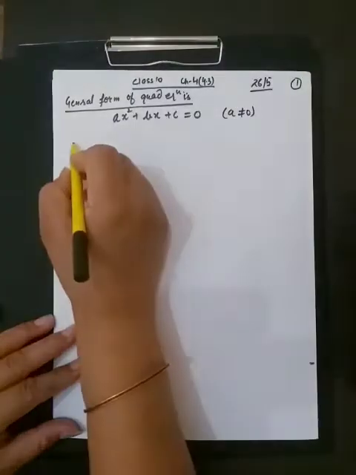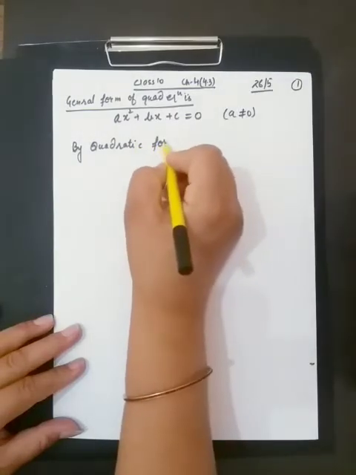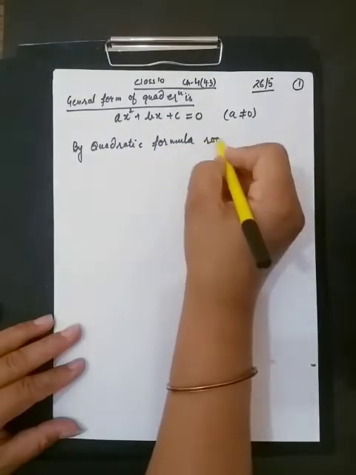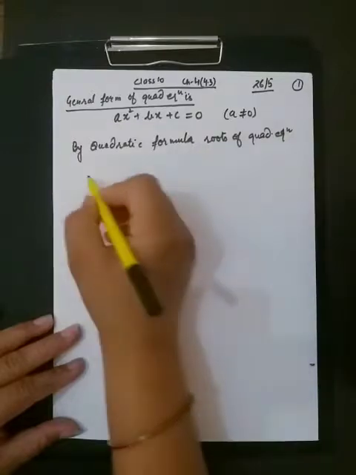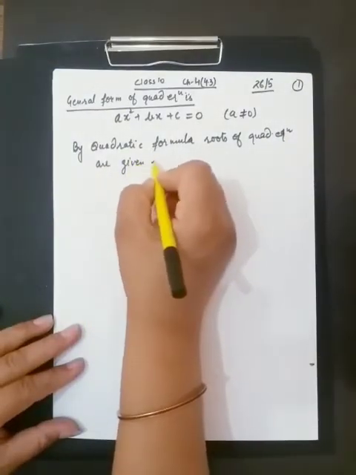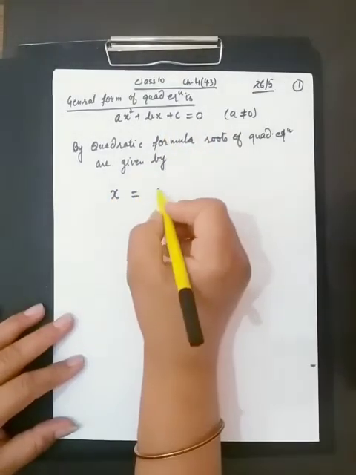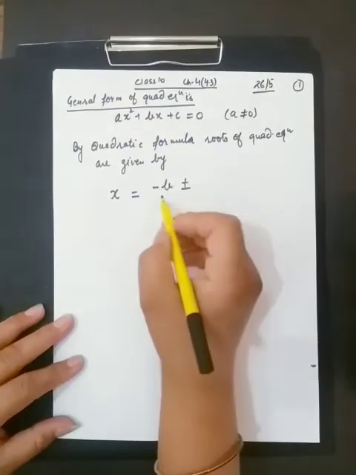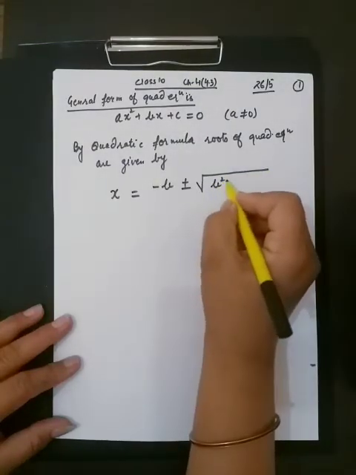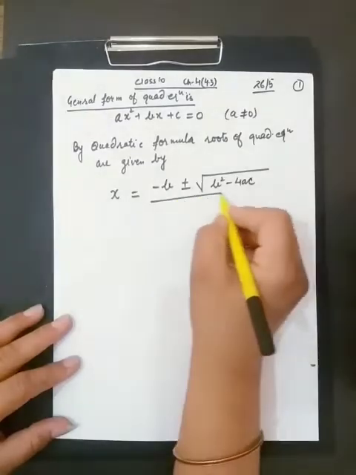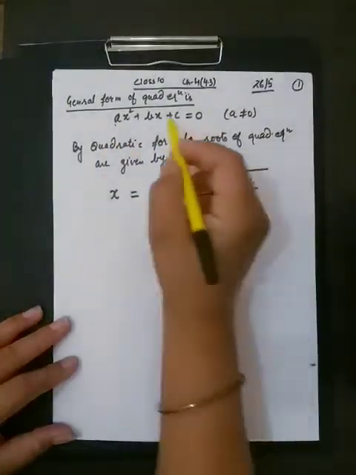By the quadratic formula, the roots of a quadratic equation are given by, this is a quadratic in x, so we have to write x is equal to minus b plus minus square root of b square minus 4ac, divided by 2a, where b is the coefficient of x, a is the coefficient of x square and c is the constant term.